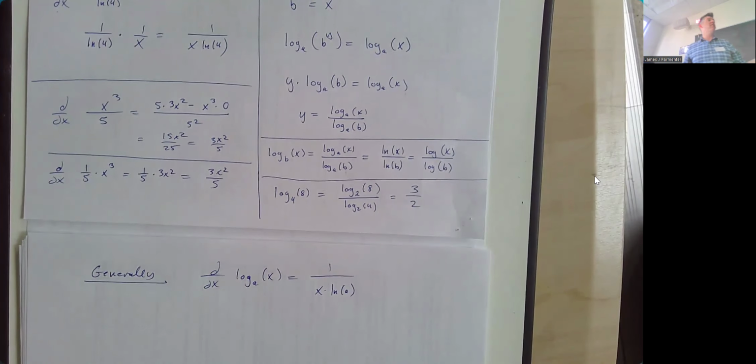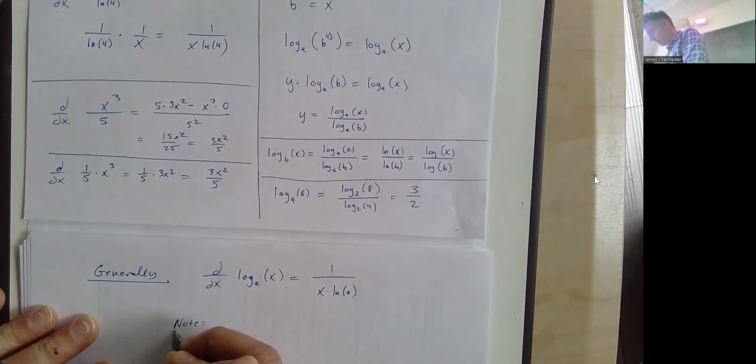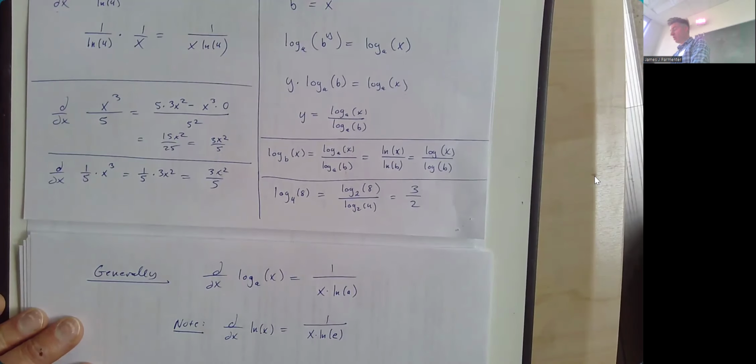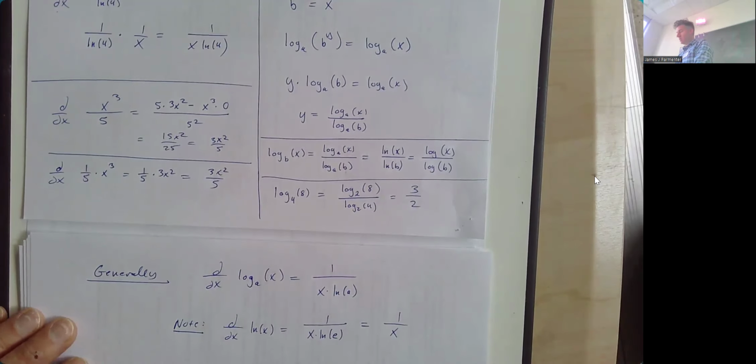This is true even if your base is e. Right? The derivative of the natural log of x is 1 over x times the natural log of my base. The natural log of e is just 1. So this is actually the more general version of the formula for the derivative of a logarithm, but this is the one we typically remember.